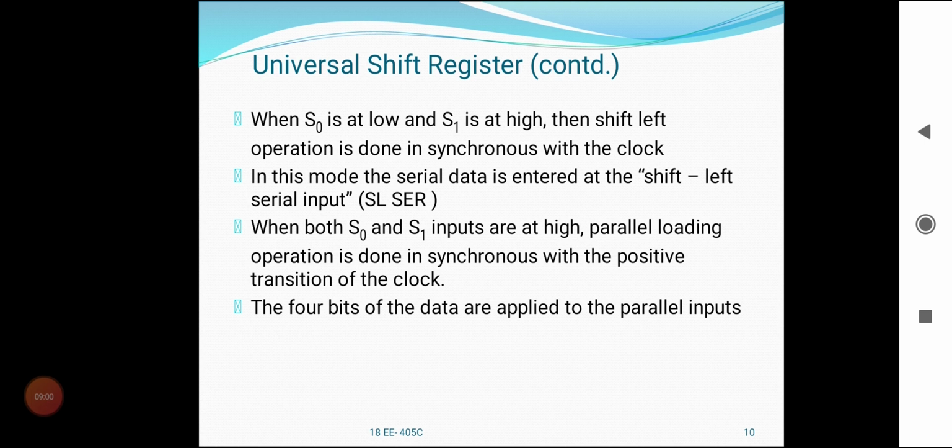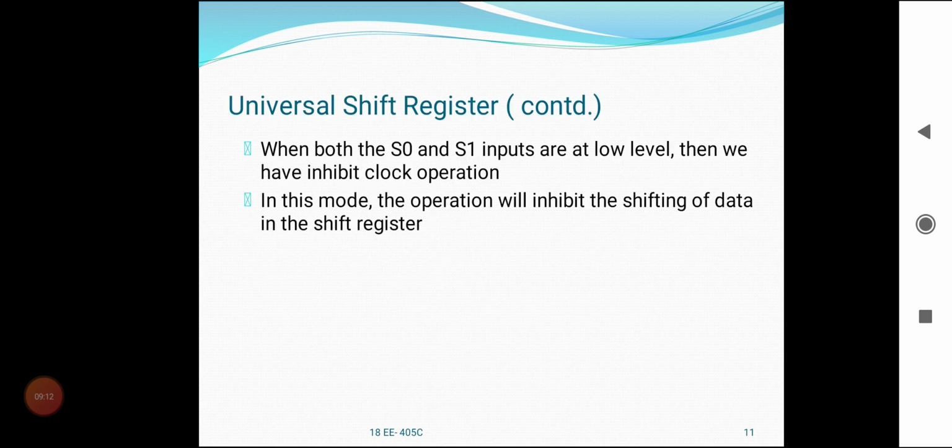When both S0 and S1 inputs are high, the parallel loading operation is done synchronously with the positive transition of the clock. The 4 bits of data are applied to the parallel inputs. When both the S0 and S1 inputs are at low level, we have the inhibit clock operation. In this mode, there is no shifting of data in the shift register.